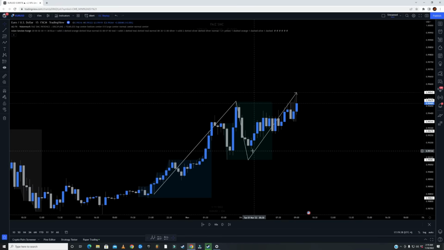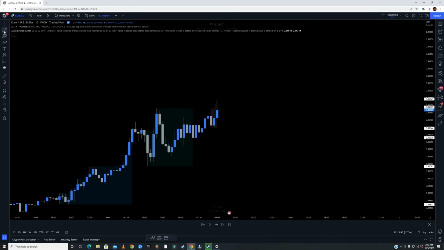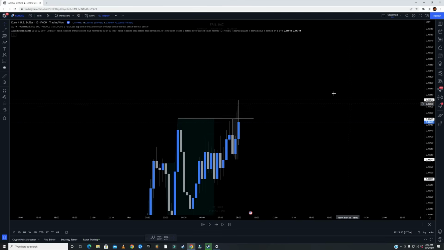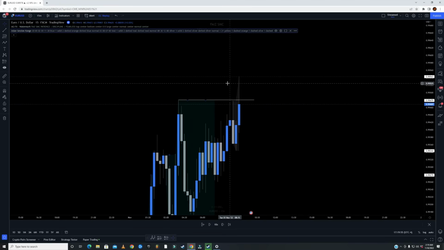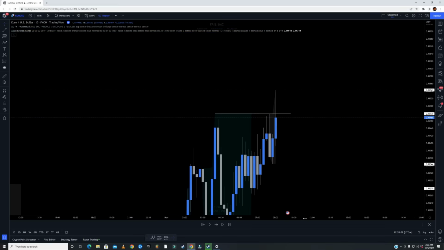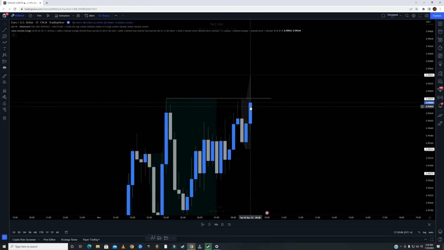So once you have identified an ABC pattern, when we have A and B, you want to draw out this line, your range. And then you want to wait for price to either wick above the high of the A wave, which is this, or close above that range and then come back. So as you can see, on the 15-minute time frame, price wicked above this level and then closed around here. Did it close right around here? Yep, it did.